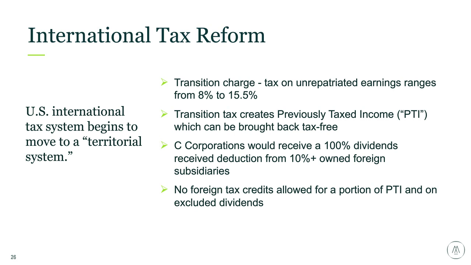And this provides the mechanism for the U.S. to move to that quote-unquote territorial system by taxing all unrepatriated earnings at a one-time, reduced rate somewhere between 8% and 15.5%. The difference depends on the assets being held by the foreign entities and how liquid those assets are. The more liquid assets that those entities hold, the higher that effective tax rate is going to be. It's going to get closer to that 15.5%.